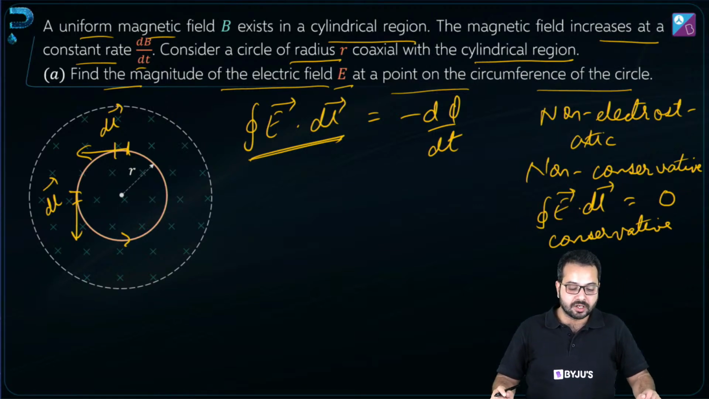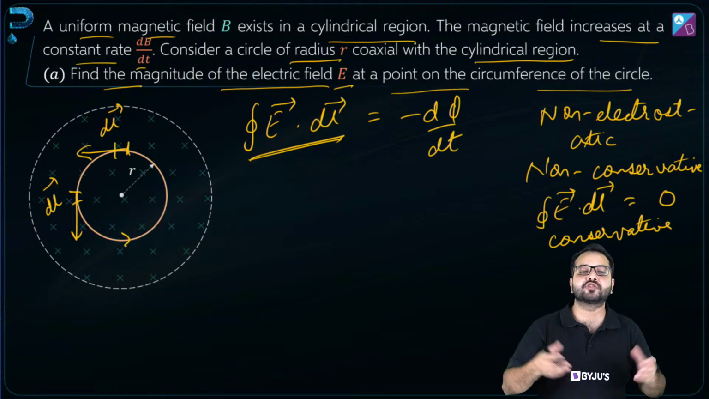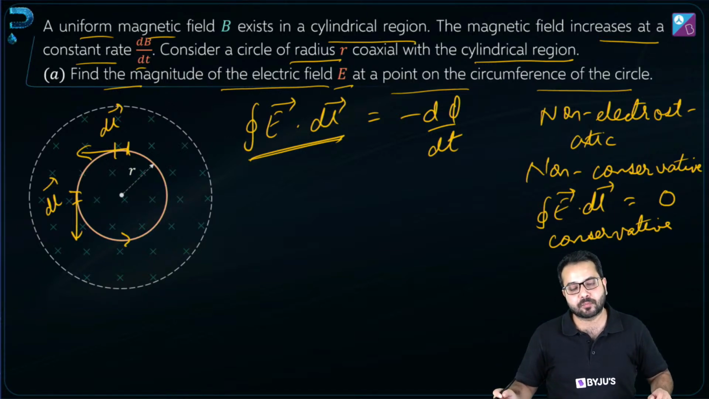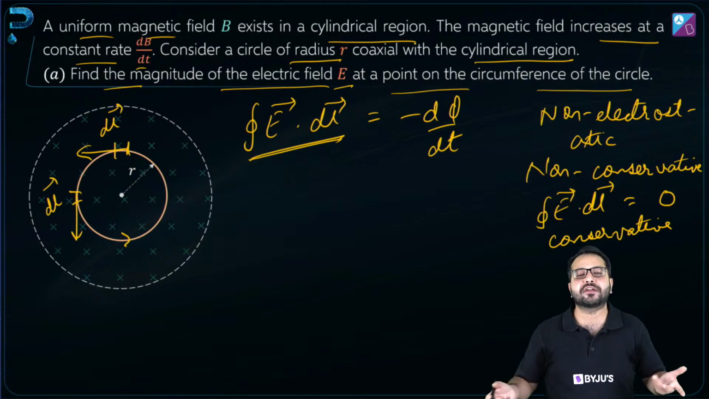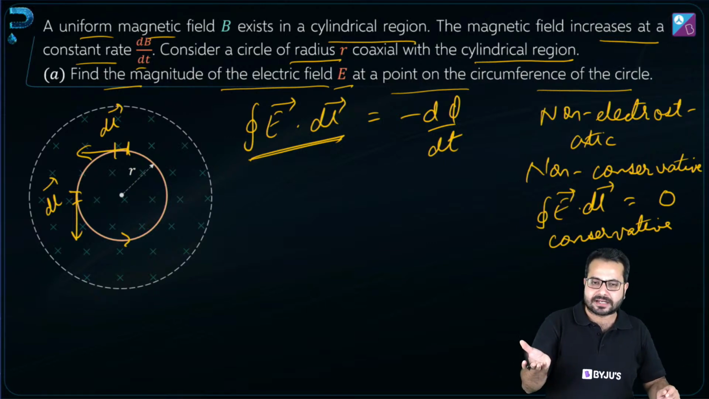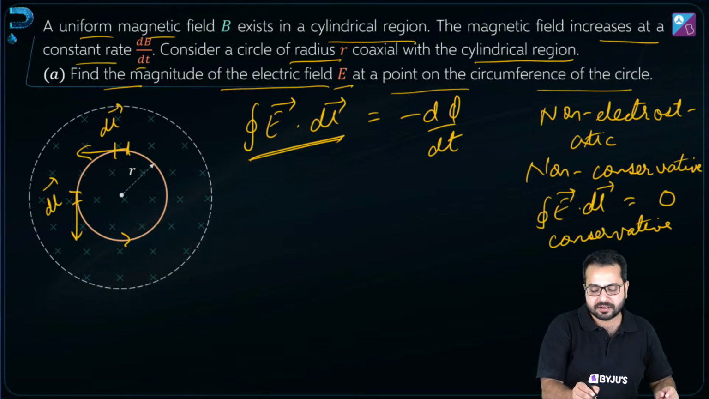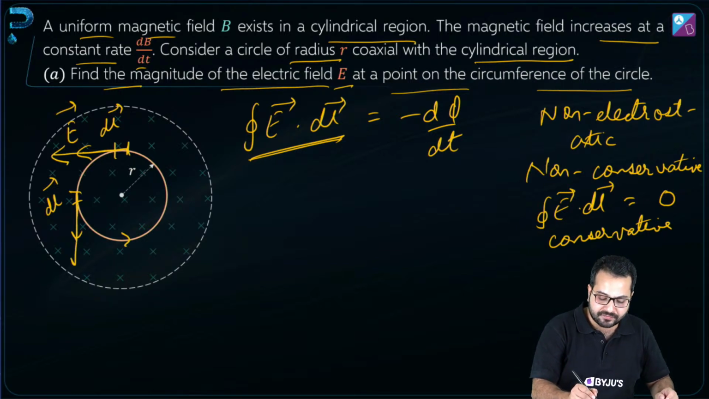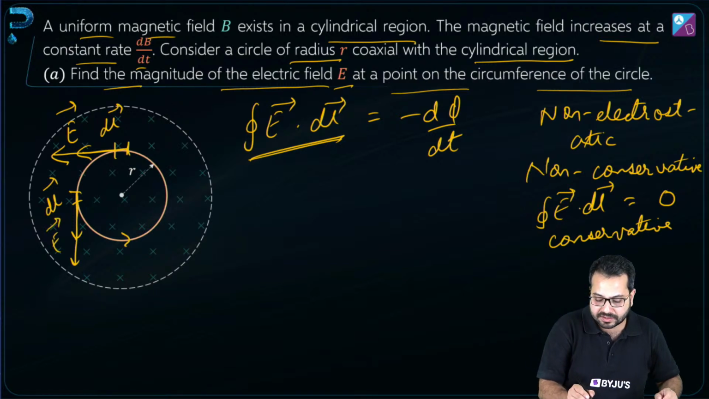Now the second thing is that the electric field is going to be tangential at every point. Now I don't know the direction of the electric field, whether it is right or left. I don't know right now. I can figure that out, but I want to figure that out by Faraday's law. So let's say I'm assuming that the electric field is in this direction.